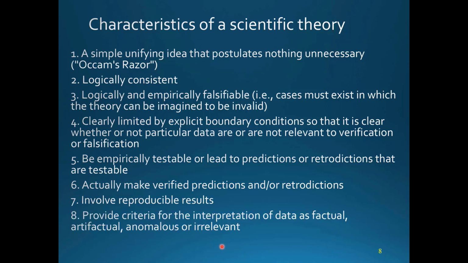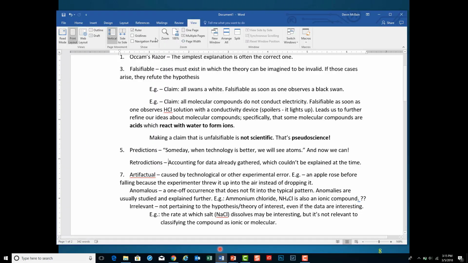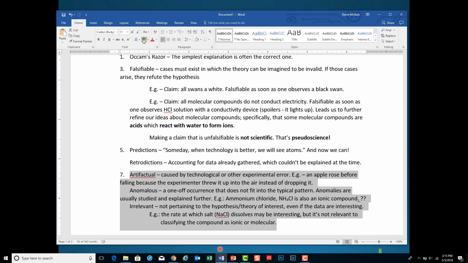You also need to provide criteria for the interpretation of data as either factual, so it's a fact, you observed it, or artifactual, anomalous, or irrelevant. Okay, so let's take one more look at those notes that I've prepared for you. We tend to have a good handle on what is factual data, so let's take a look at these notes here. All right. So an artifactual observation is something that would not support the claim, support the theory.